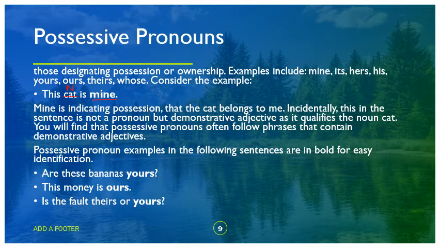Now let's analyze the phrase here. Possessive adjective. So here these is a demonstrative adjective. So demonstrative adjective, why? Because this is preceding the noun here. Are these bananas yours? This money is ours. Now again, this is the demonstrative adjective here. So this money is ours. Is the fault theirs or yours?